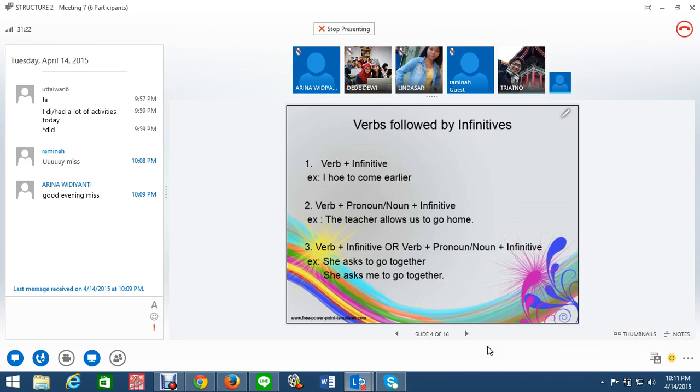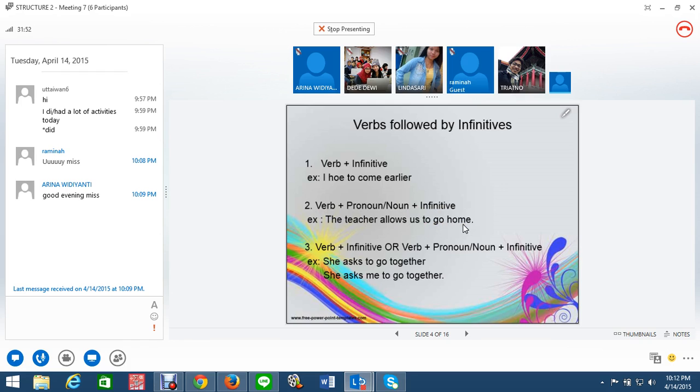Okay, here we are going to see verbs followed by infinitive. So here, verb followed by infinitive, diikuti oleh. Okay, I heard to come earlier. So here, verb and to-infinitive. Okay, and the second, verb plus pronoun or noun plus infinitive. The teacher allows us to go home.